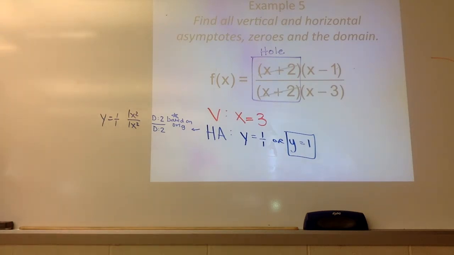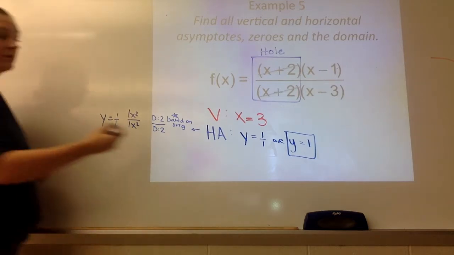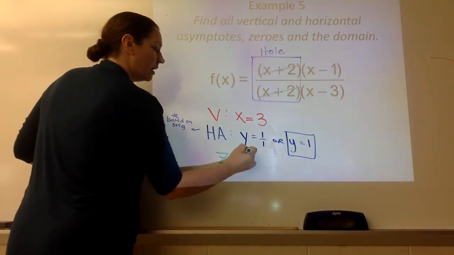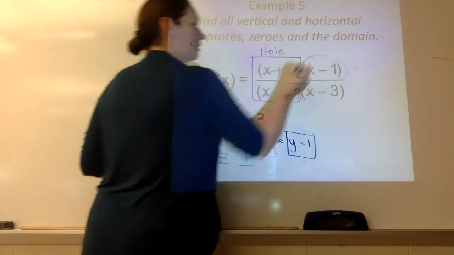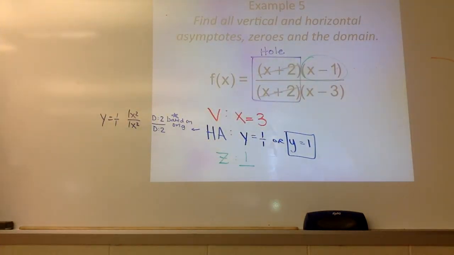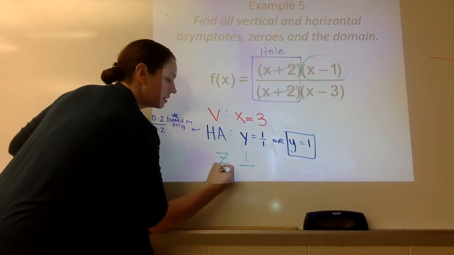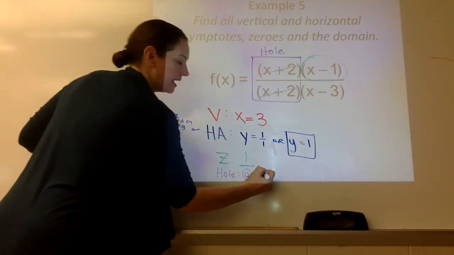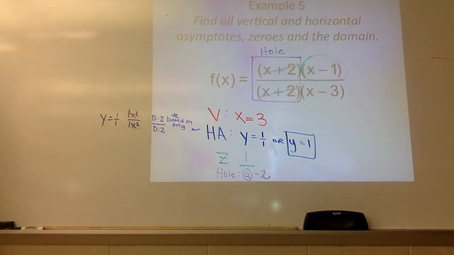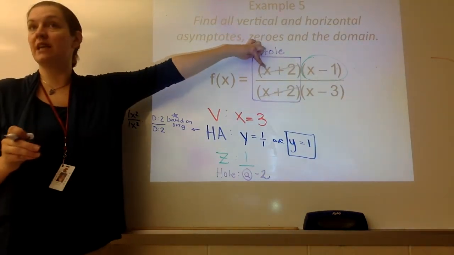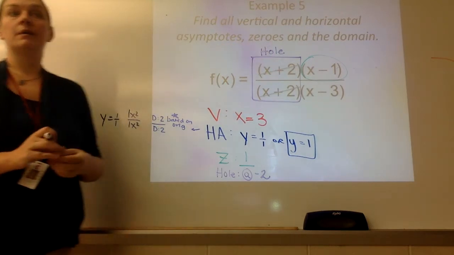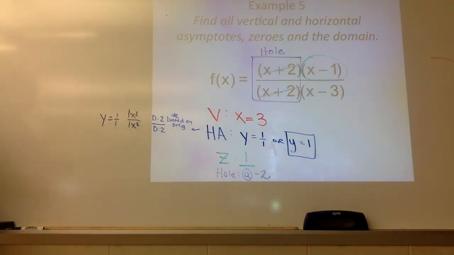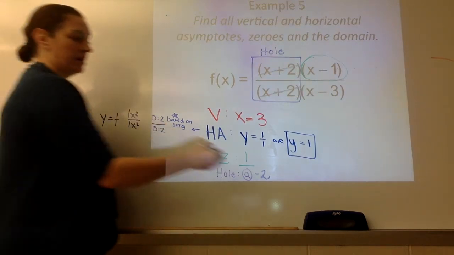How about zeros? My 0 is only what? 1, which comes from here. All right, I believe in your list the next one you have is a hole, correct? Okay, so I have a hole at -2. Okay, the hole is at -2. Set this equal to 0. But now, I'm going to keep writing in purple, so pay attention. I'm going to do this over here.